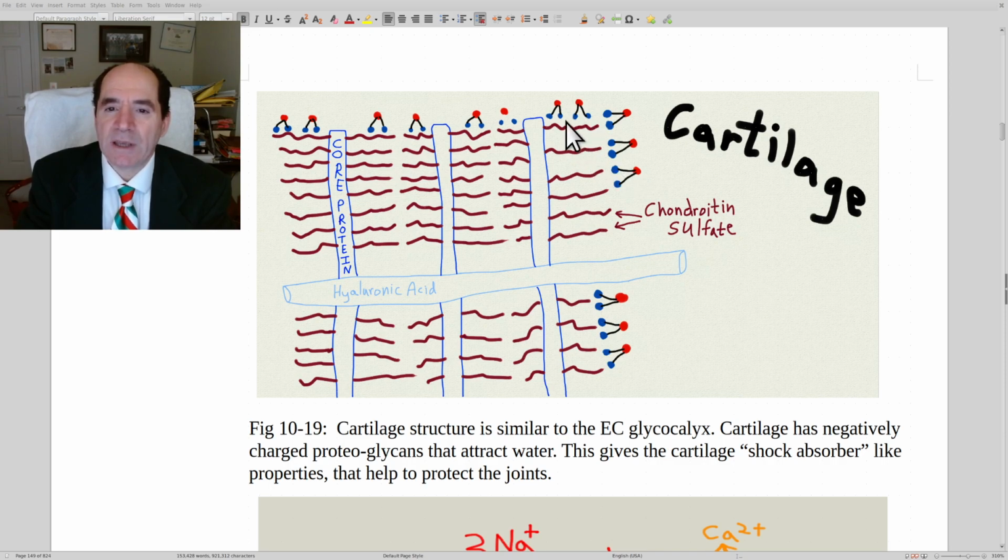Basically you get the same water interacting with them, and that makes the surfaces slippery, which is what you want inside your joint. And the fact that water is attached to it also contributes to giving it a bit of a shock absorber effect. So imagine you're walking downstairs rather quickly. Your joints have to absorb that shock, let's say your ankle and your knee, and this cartilage material helps to make that possible.